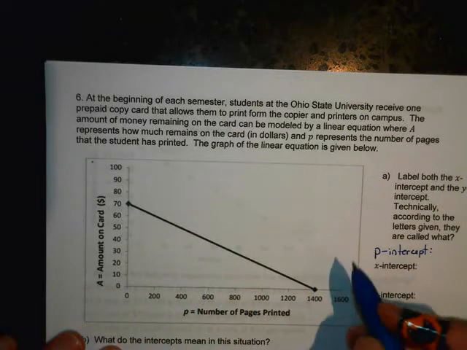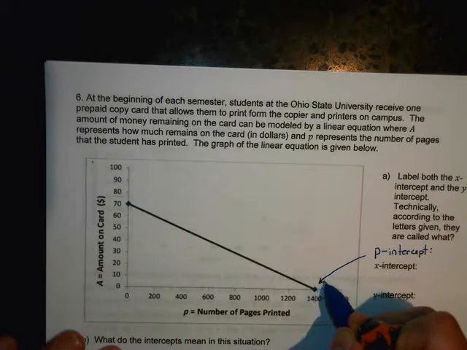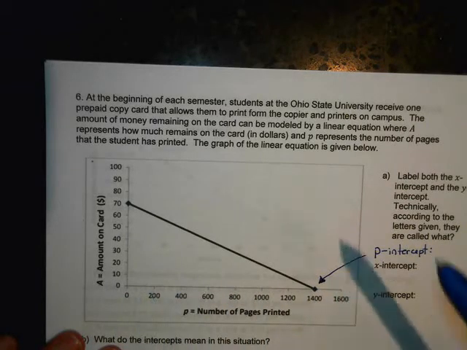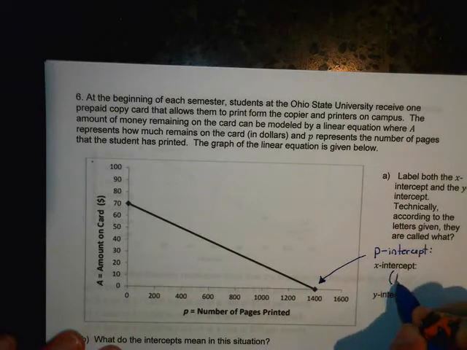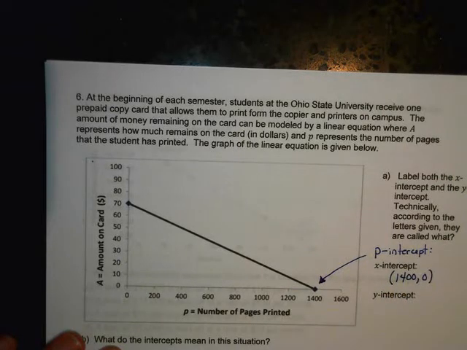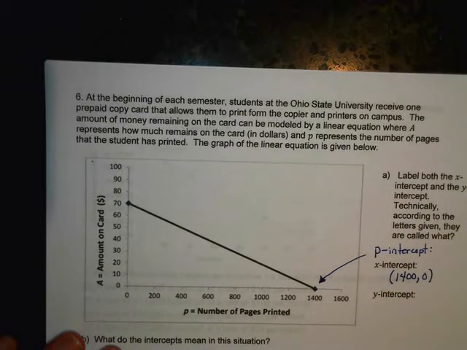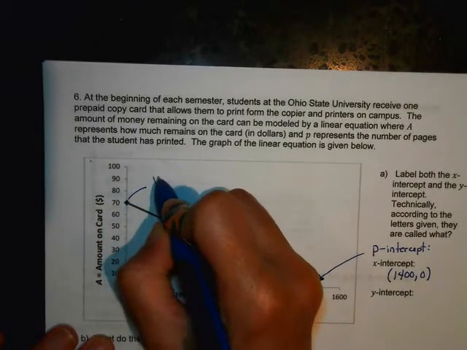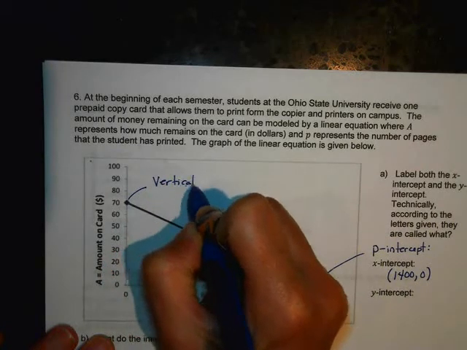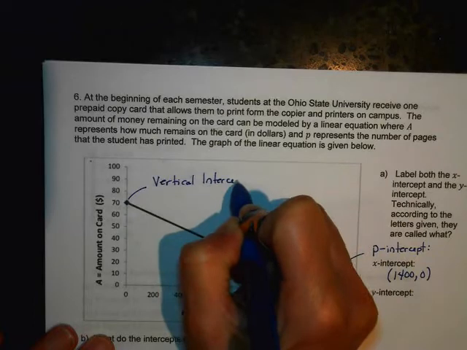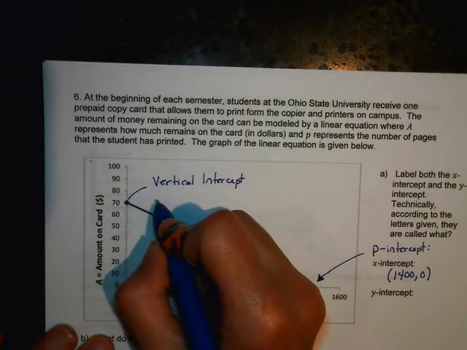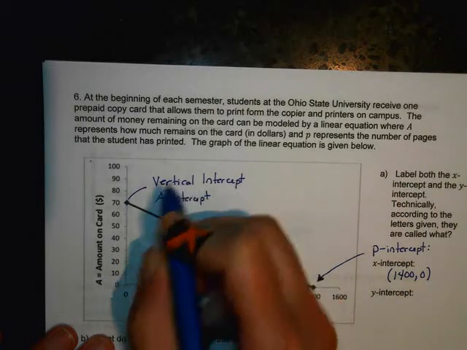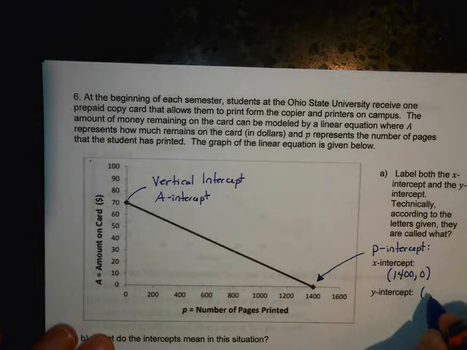The x-intercept or the p-intercept or the horizontal intercept, however you want to think about it, it goes on the left and right. So it looks like it's 1400, 0. Okay, that's your horizontal intercept. All right. The vertical intercept, I'll label this vertical, call that the vertical intercept. I'm used to calling it the y-intercept, but they called it the a value, so it's an a-intercept or a y-intercept, however you want to think about it. So it looks like that is, we didn't go to the left or right, so 0, 70.